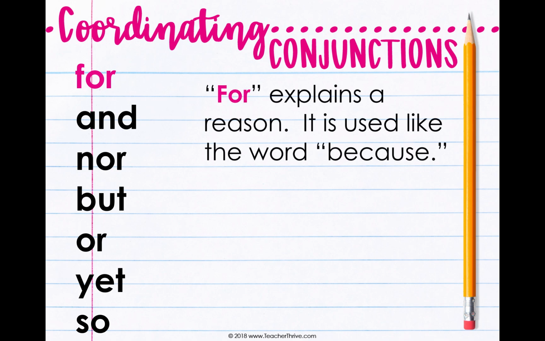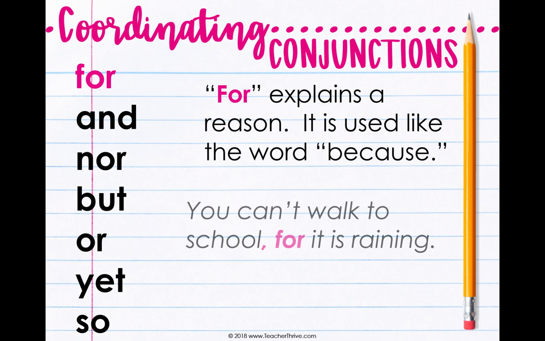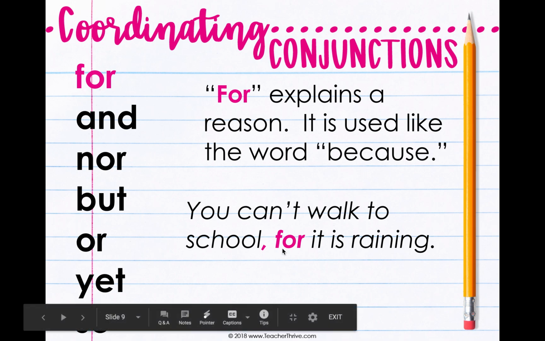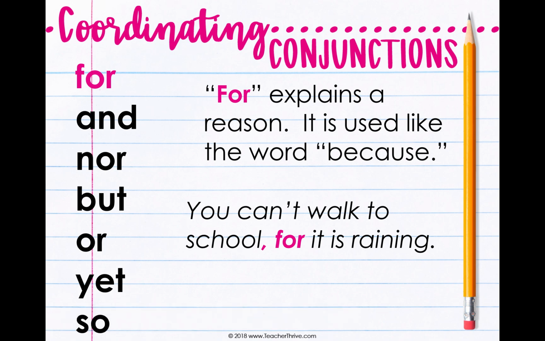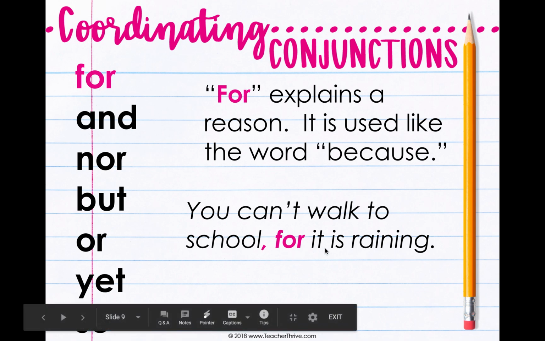For is used when explaining a reason. It is used like the word because. You cannot walk to school. You cannot walk to school is your independent clause, your simple sentence. It has a subject and a predicate. You would be the subject. Cannot walk to school would be the complete predicate. Then we add the comma. Then we add the coordinating conjunction for, and it explains a reason, and it's used like the word because. Then it follows the second simple sentence. It is raining.